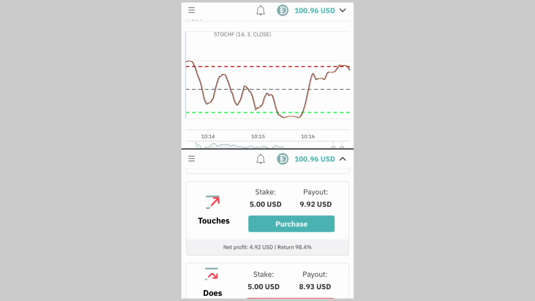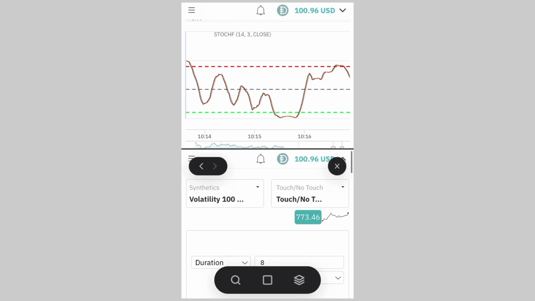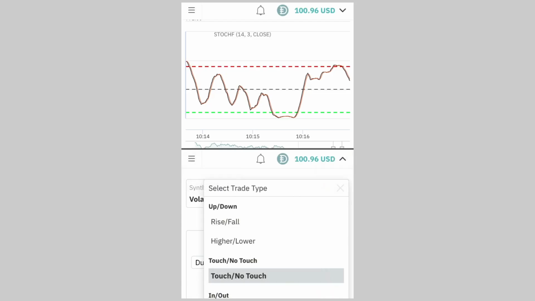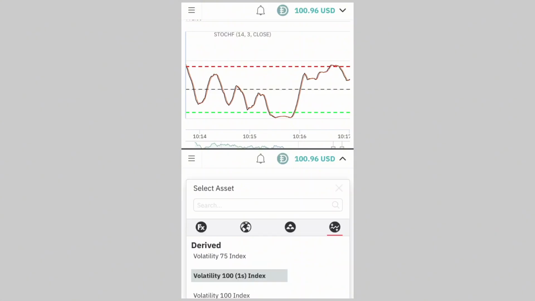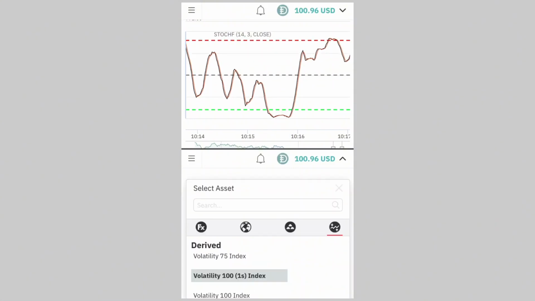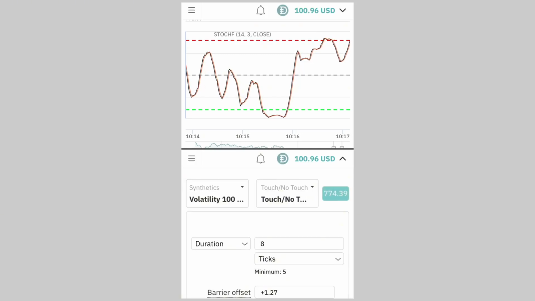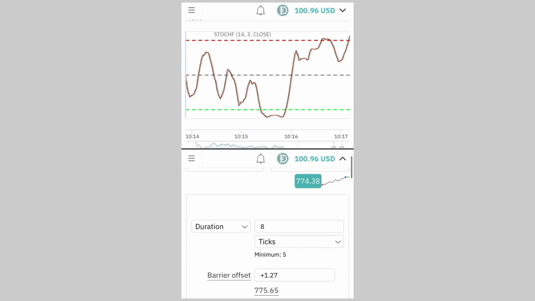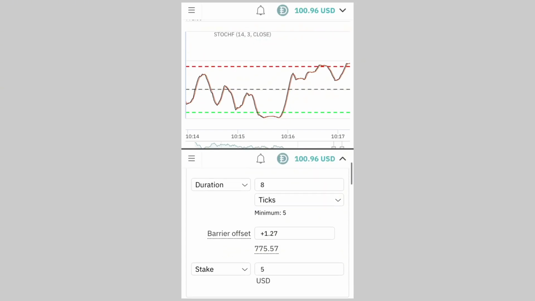So today's strategy, we are going to trade touch no touch. So you come right here and select touch no touch. Then the synthetic is going to be volatility 100 1x index. Once you click that, your duration has to be 8 ticks.